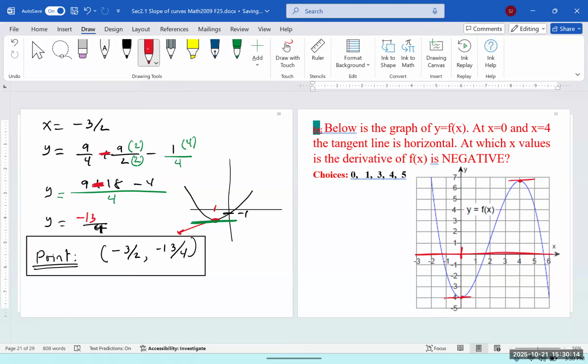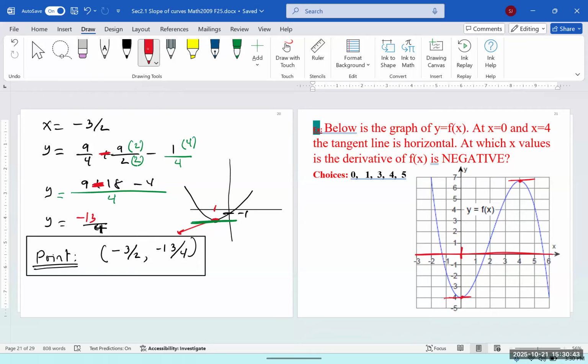At which x values is the derivative negative? Means they give you the x values. You have to figure out at which point your derivative is negative. So question number 1, what is derivative? Derivative tells us what? Slope. So it says derivative is negative.